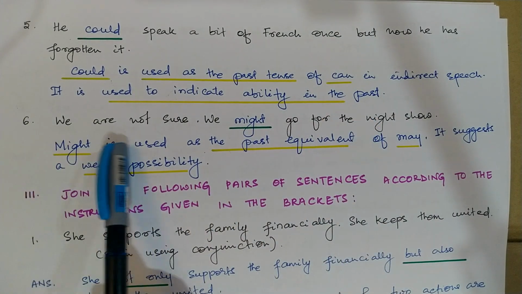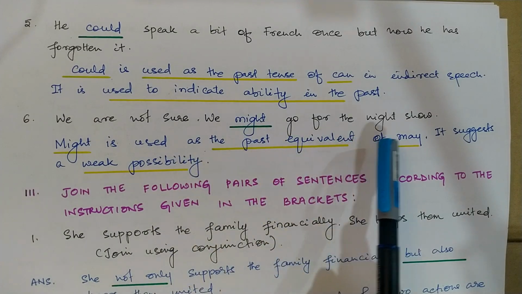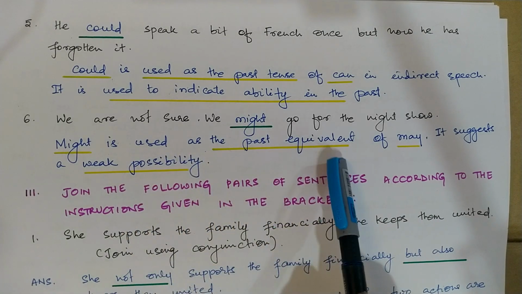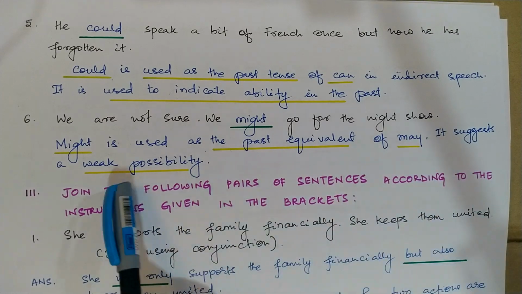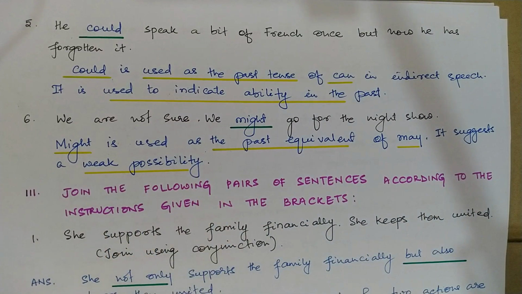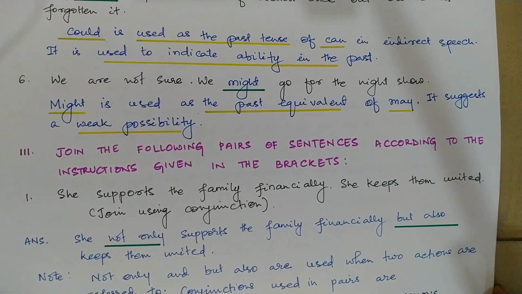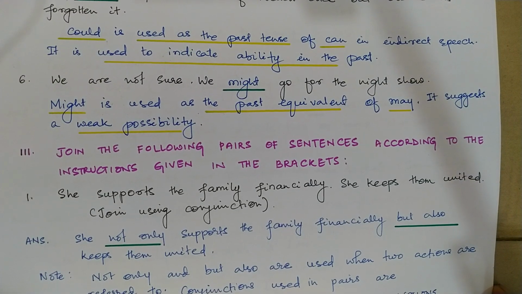Number 6. We are not sure. We dash go for a night show. We might go for a night show. Might is used as the past equivalent of may. It suggests a weak possibility. Now number 3. Join the following pairs of sentences according to the instructions given in the brackets.